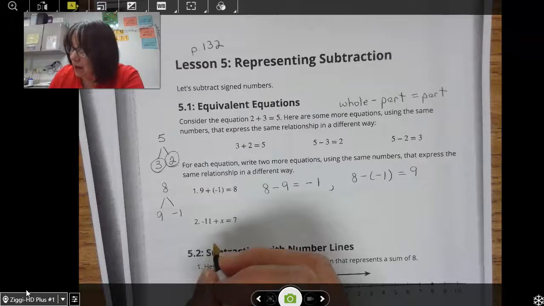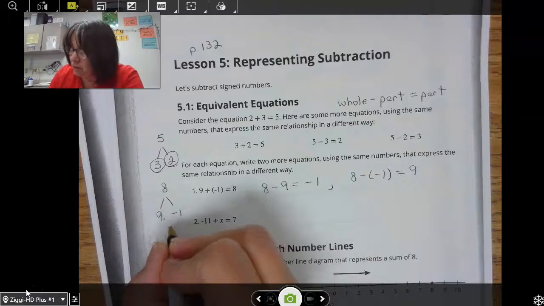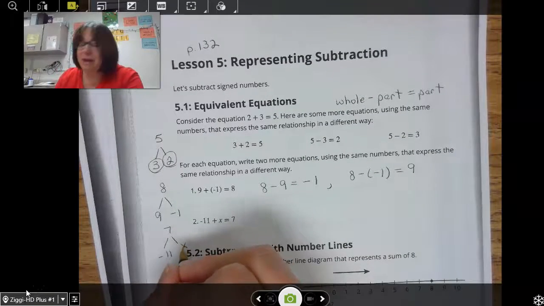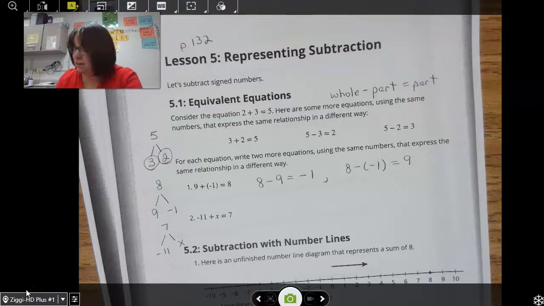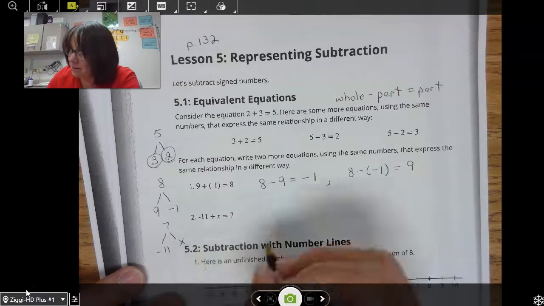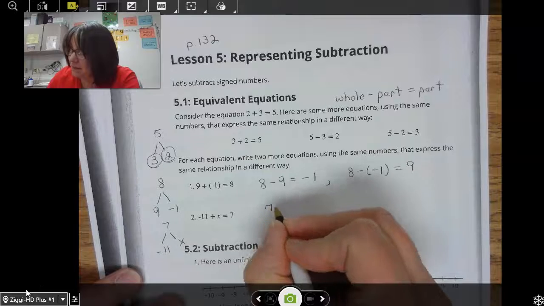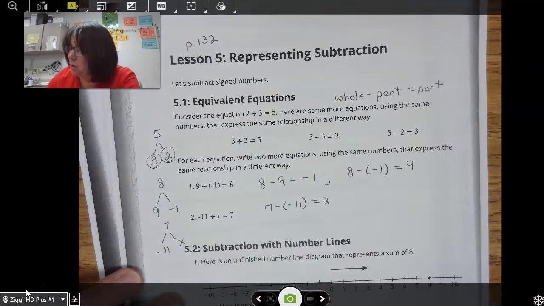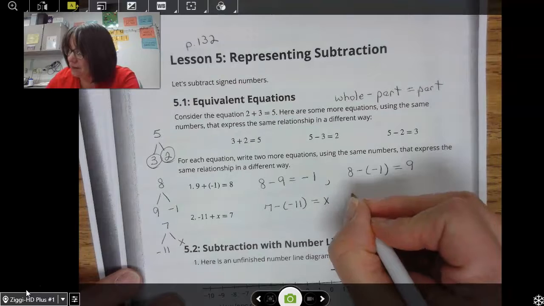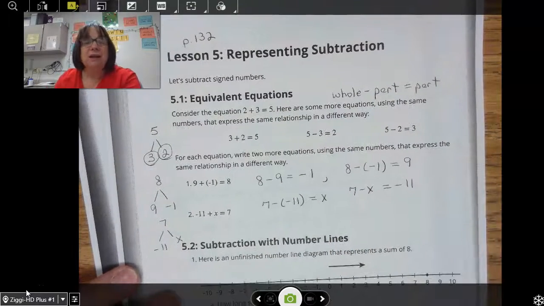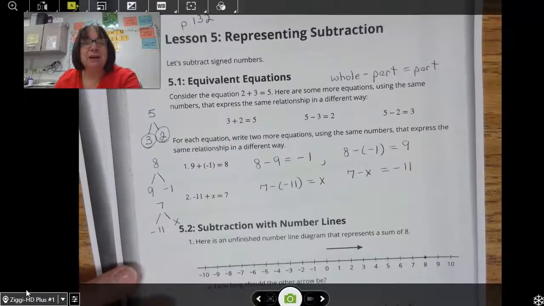Okay, I would hope you noticed that 7 was your whole, and your parts were negative 11 and x. And maybe you could figure out what the x was. But if I just leave it as a number I don't know, I could rewrite this as 7 minus negative 11 is equal to my x. Or I could say 7 minus x is equal to negative 11. So different ways of writing that same number bond and same equation.